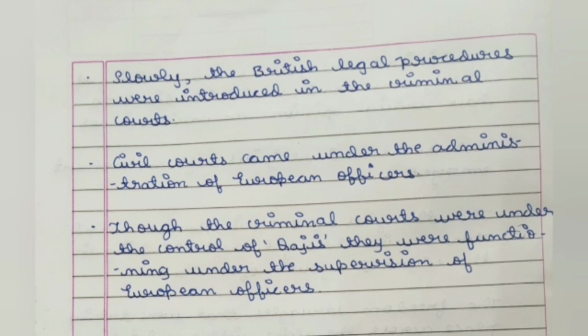Civil courts came under the administration of European officers. Though the criminal courts were under the control of Qazis, they were functioning under the supervision of European officers.